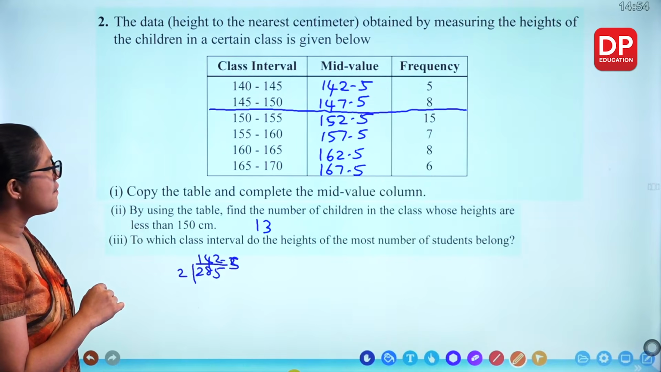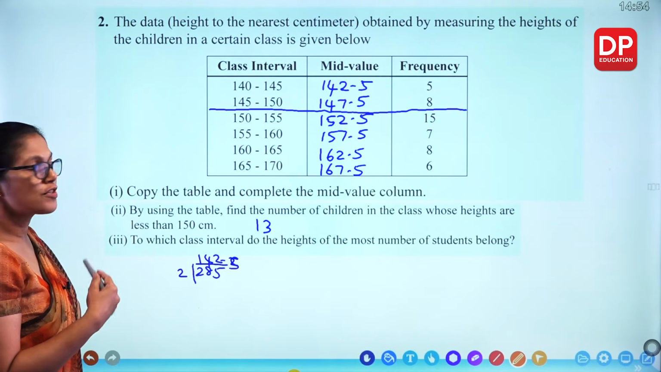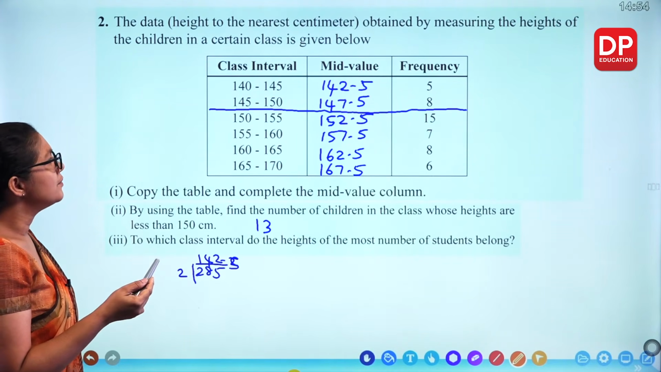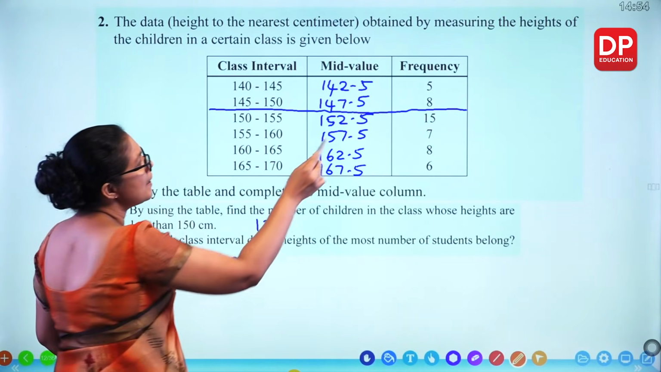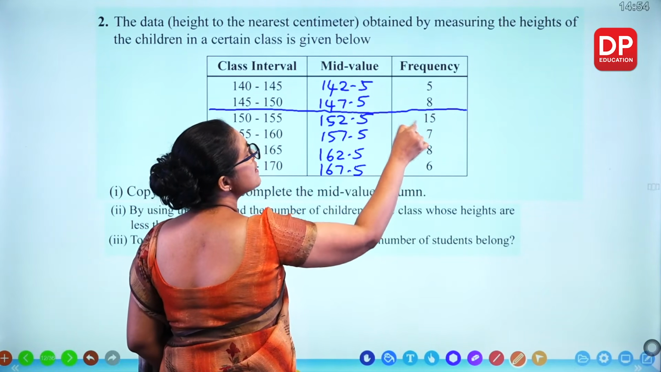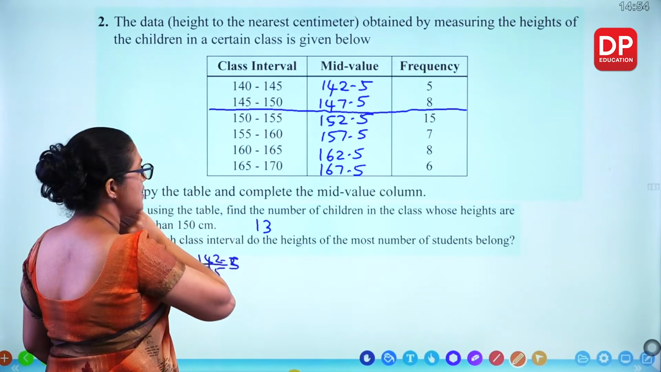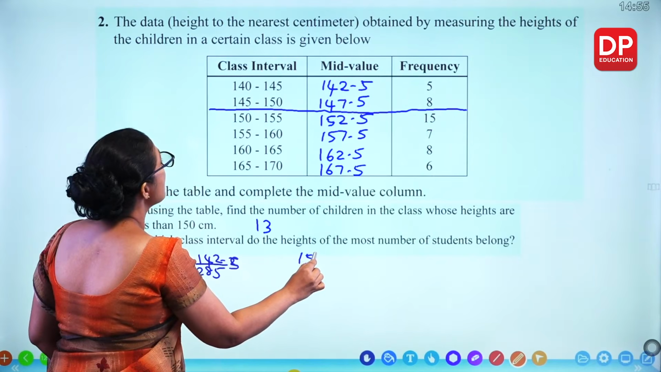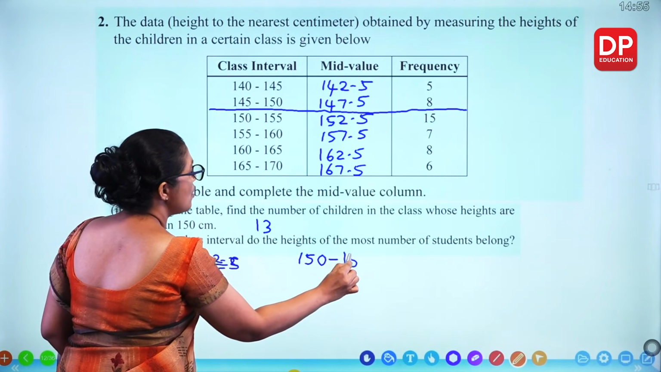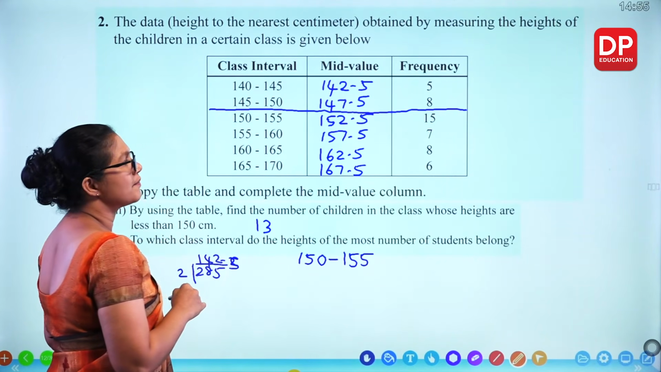To which class interval do the heights of the most number of students belong? Most number is the mode value. Look at the frequency column. 15 is the highest frequency. So this interval is the modal class, 150 to 155.